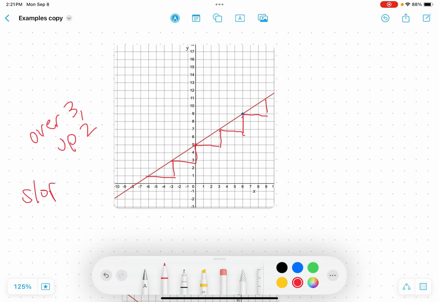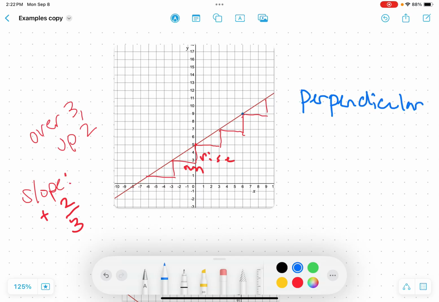Okay, so this line has a slope of +2/3. That's my rise and my run. Sorry, so let me label it so we can remember. Rise and run. So to find my perpendicular line, I know it needs to be a negative slope. So for my perpendicular line, I need to make the slope negative.